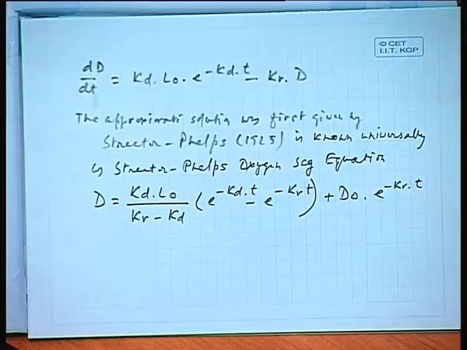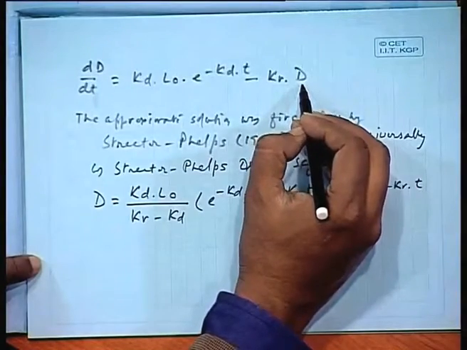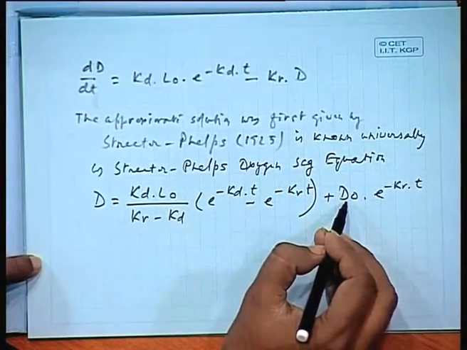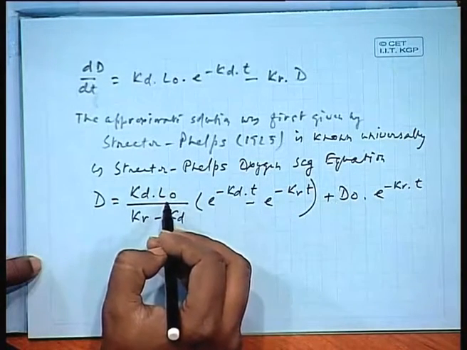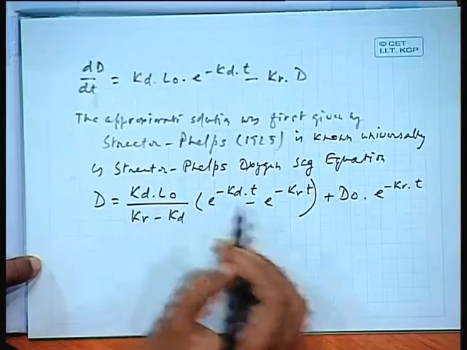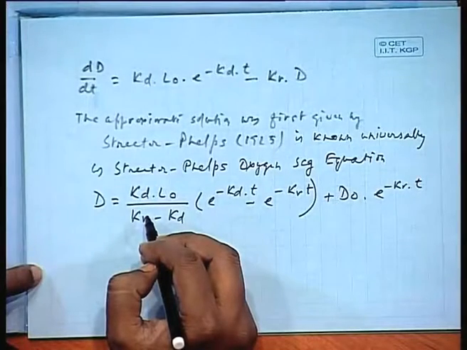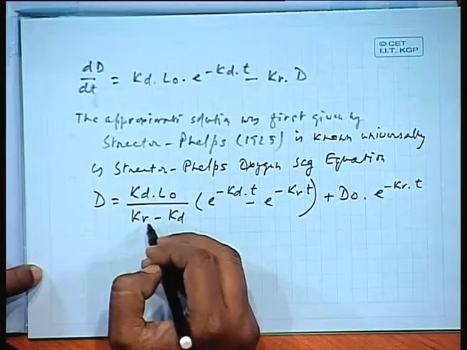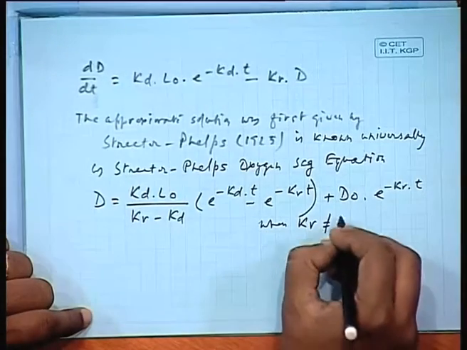Remember this, here is the typical approximate solution of this differential equation, considering that D is a function of D0, the initial deficit, and is a function of L0 and Kr, the Kr that we have seen. This is an approximate solution that we generally get in the case where Kr is not equal to Kd.